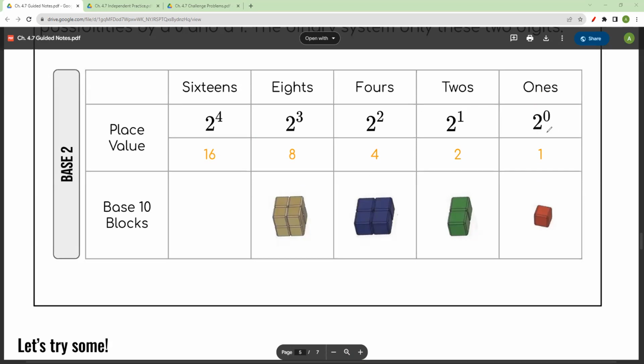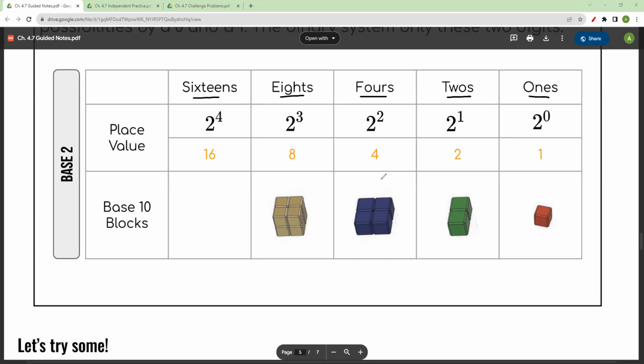Okay, so with the binary system, you start with the 1s, right? So your base is 2, so you have 2 to the 0, which is 1. 2 to the first, which is, we evaluate that, it's 2. 2 to the second, 2 squared, that's 4. 2 to the third, that's 8. 2 to the fourth, that's 16. So instead of thousands, hundreds, tens like in base 10, we have 1s, 2s, 4s, 8s, 16s.